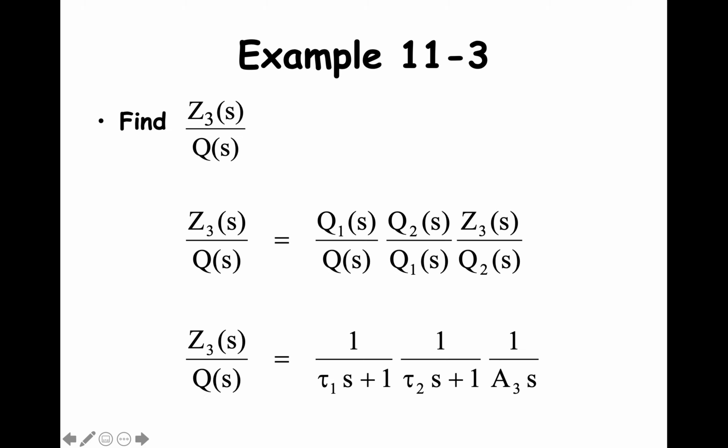Assume that we are asked to find the fluid depth in tank 3 of some unspecified input function, Q. From what we have learned, we can write the transfer function z3 over q equals the product of the transfer function q1 over q and the transfer function q2 over q1 and the transfer function z3 over q2. When we substitute in the transfer functions, we get the expression at the bottom of the page. This is the overall transfer function to find the fluid depth z in tank 3. This is all that we are asked for in this question.